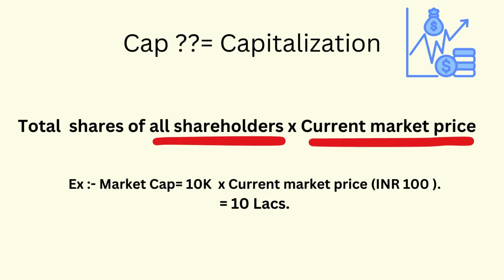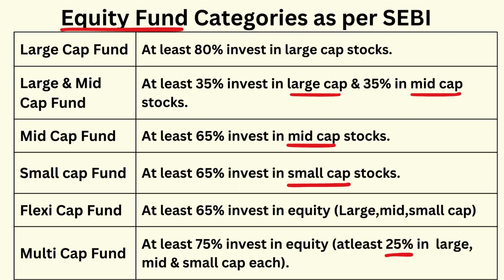Now coming back to what is actually cap. Cap is nothing but capitalization. So it's nothing but the total number of shares of all the shareholders and the current market price. Example, if you are having 10,000 shares together of all shareholders and market price is 100 rupees, then you have market capital of 10 lakh rupees. Now equity funds categorized as per SEBI.